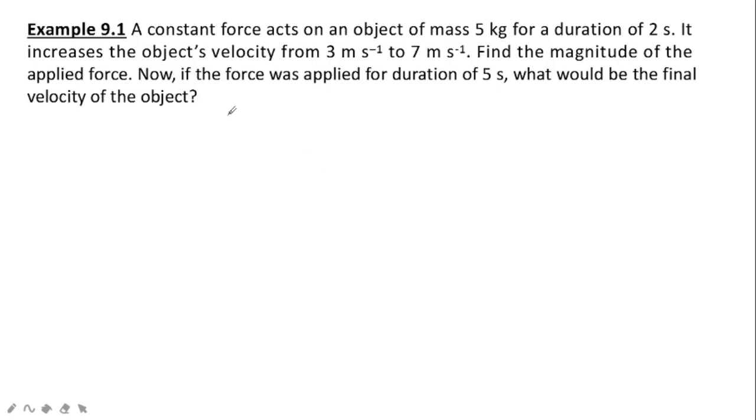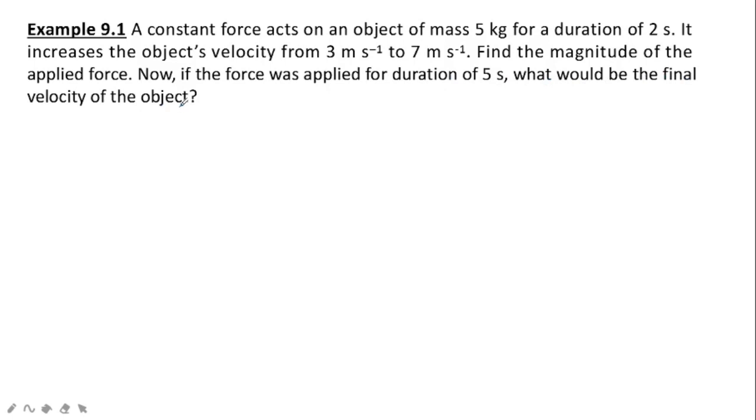The first example is example 9.1, which is given in the text. Look at the question: a constant force acts on an object of mass 5 kg for a duration of 2 seconds. It increases the object's velocity from 3 meter per second to 7 meter per second. Find the magnitude of the applied force. Now, if the force was applied for a duration of 5 seconds, what would be the final velocity of the object?